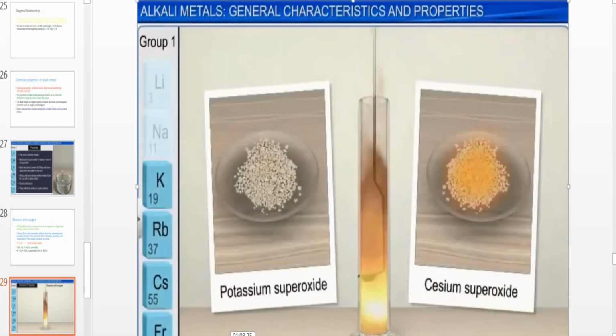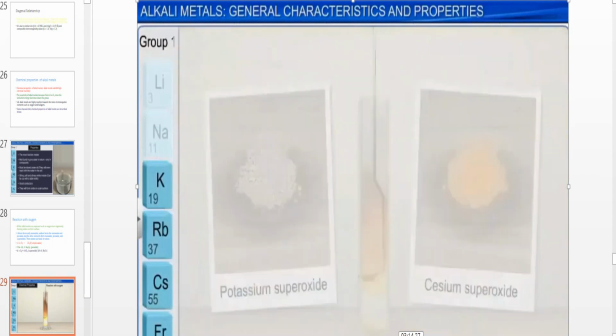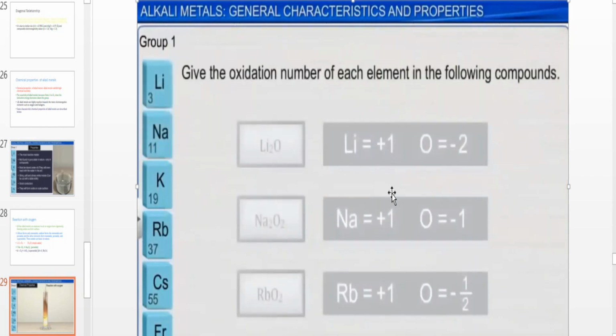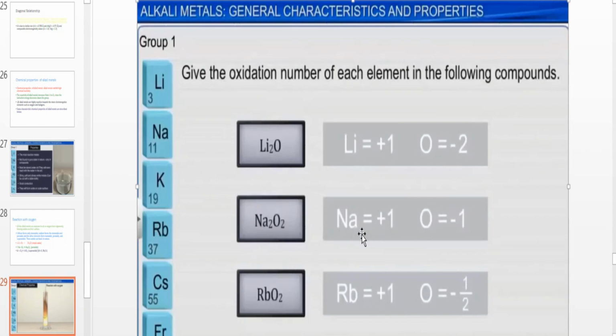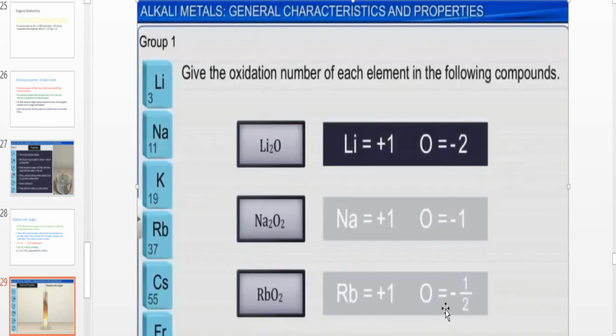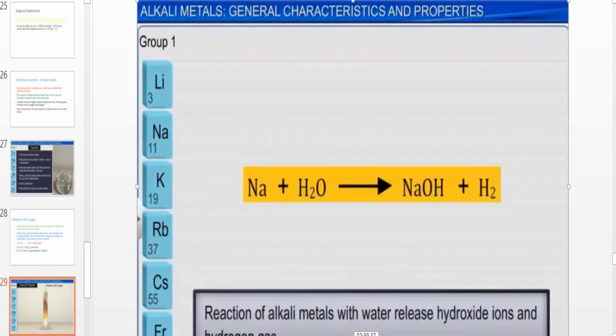Now, potassium superoxide, the color is like this. Cesium superoxide is yellowish in color. In lithium monoxide, the oxidation state of lithium is +1 and oxygen is -2. In sodium peroxide, the oxidation state of sodium is +1, oxygen is -1. In rubidium superoxide, rubidium oxidation state is +1, oxygen's oxidation state is -1/2.